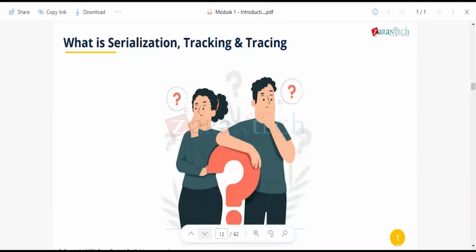So now let's come to the first term, serialization. As people said, it is basically to assign a number, or as the others said, a unique serial number. That is serialization.